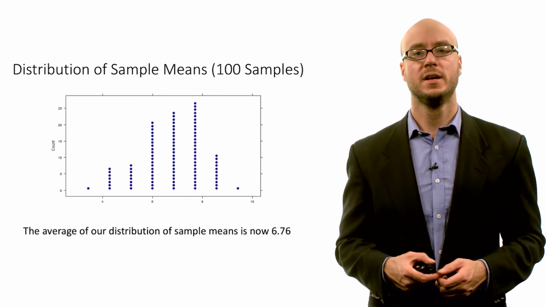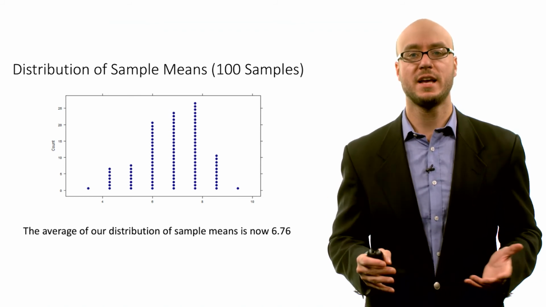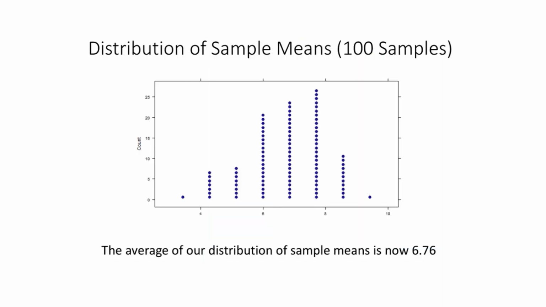If we were to take 100 samples, so each of these dots is just a different sample mean, you can see that the average of these different sample means is now 6.76 years. These are just 100 different simple random samples, and there is variation. So that spread of this distribution represents the sampling variability.